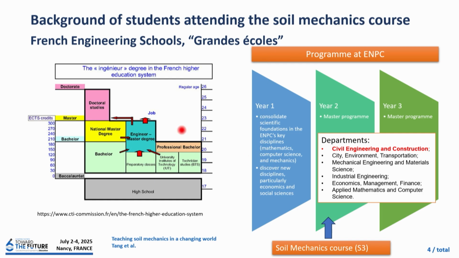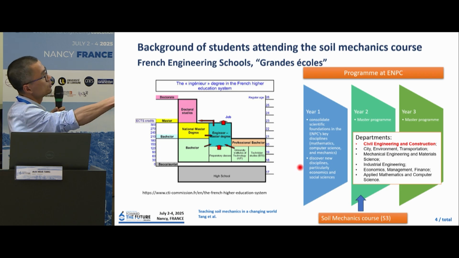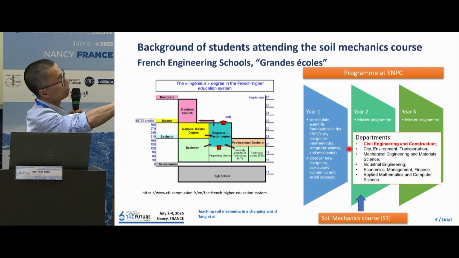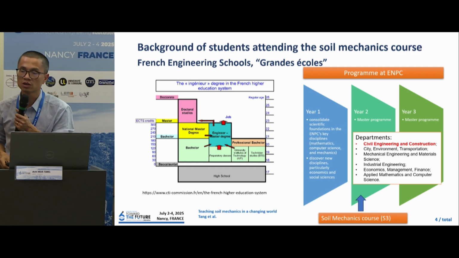In the first year after this examination, they enter the school and spend one year consolidating all the scientific foundations. ENPC was created more than 200 years ago. It is better known for mathematics, computer science, and mechanics. They also discover new disciplines, particularly economics and social science. This first year is for every student. After that they separate into six departments, and roughly 80 or 90 students choose the Department of Civil Engineering and Constructions.